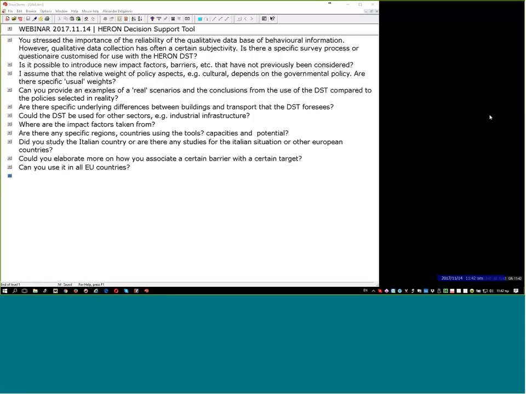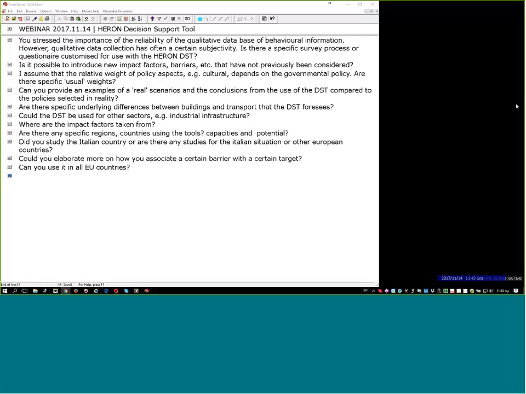Thank you, Professor. Where are the impact factors taken from, Dr. Konidari? Yes, the impact factors are calculated in the background of the software. If someone wants to see how they are calculated, he or she has to go through the manual where we have in detail how these are calculated. Basically, they are calculated using the analytical hierarchy process, so all the details are there. And again, are there any specific regions, countries using the tools, capacities and potential?